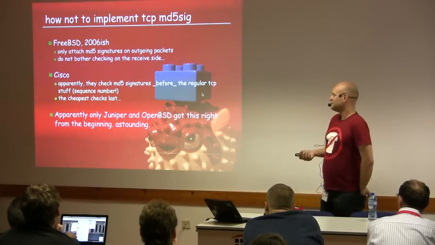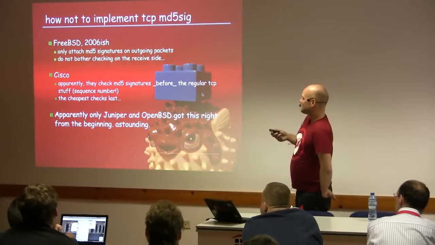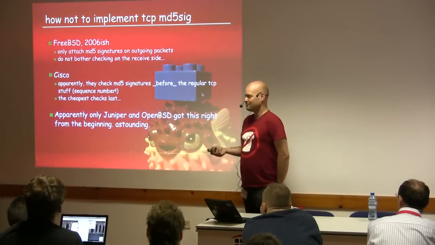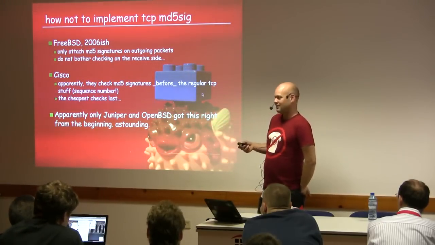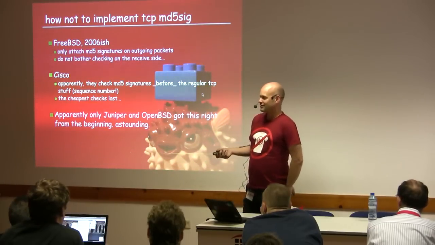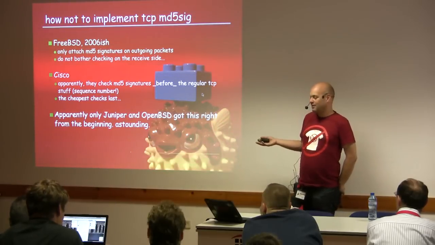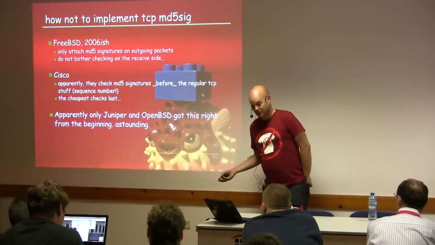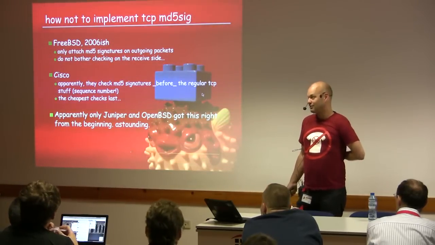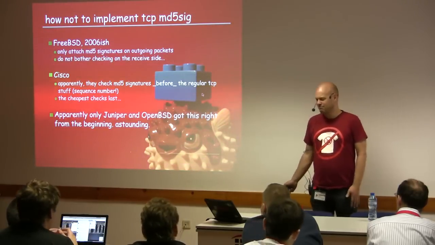Another way on how to not implement this is provided by a certain commercial vendor. They do the TCP MD5 signature check before they do the regular TCP checks, like sequence number matching and checksum matching. So that actually became a denial of service vector. Why would you do the most expensive check first? Doesn't make sense to me. This unfortunately spread the myth that TCP MD5 is dangerous because it opens the door for denial of service attacks. It seems like only Juniper and OpenBSD got this right, and this is astounding because it's not actually all that hard. I think FreeBSD has this fixed by now, and I'm not sure about Cisco.